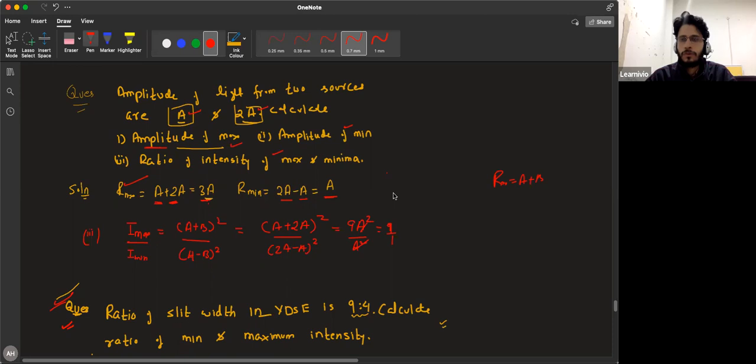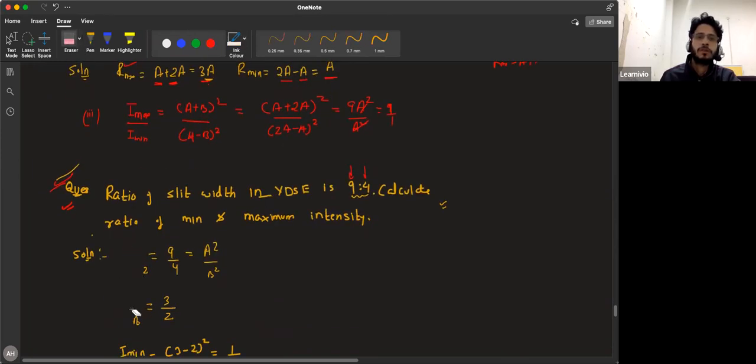No, no, Yashika, you don't have to calculate the ratio of individual intensities. You need the ratio of maximum and minimum. Yes, Meher is correct. It's minimum and maximum. See, take your calculation. See what is given here. A simple question.